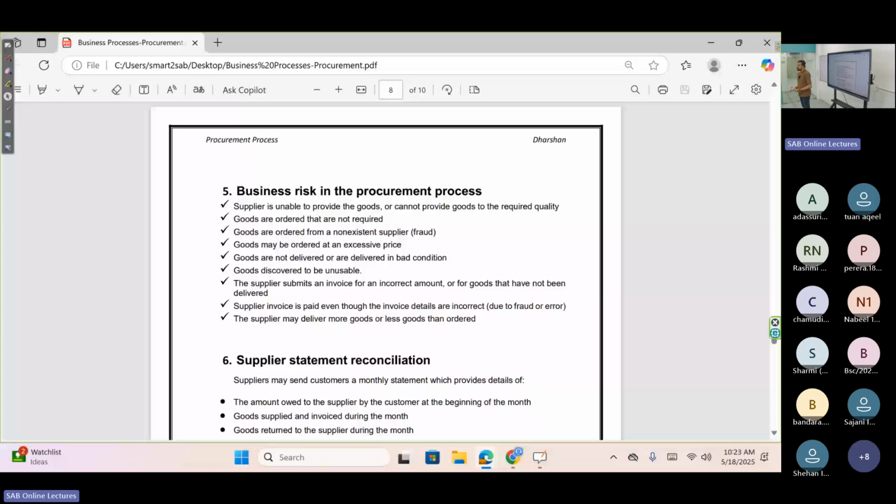Do we actually need these quantities? What we actually need is 20 quantities, but we have ordered 30 quantities. So we have to incur the cost of 10 quantities. That is a cost increase, so that is one of the risks. Likewise, can you say one or two risks which are not mentioned here?